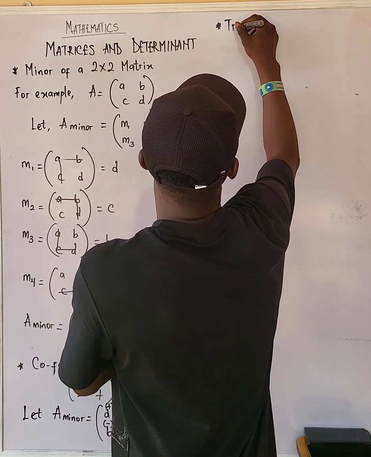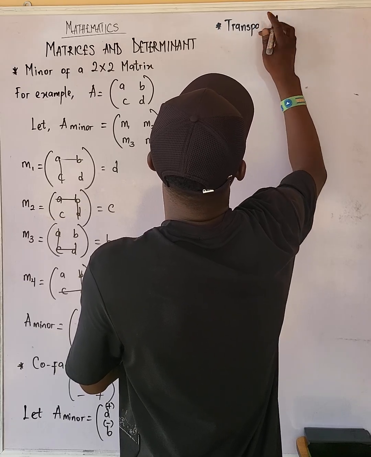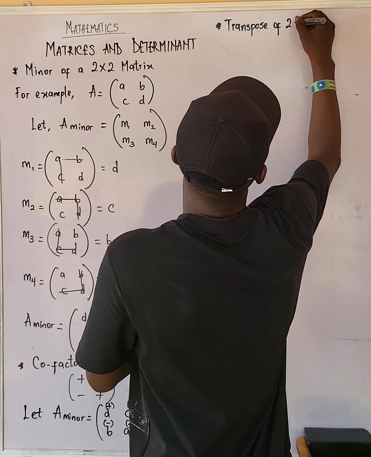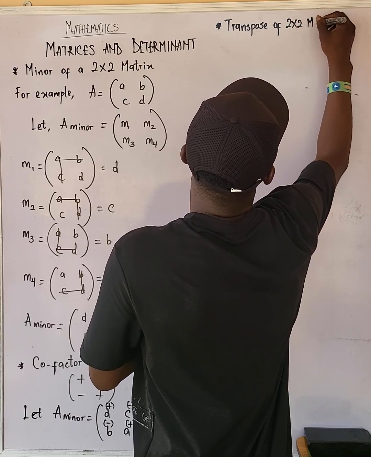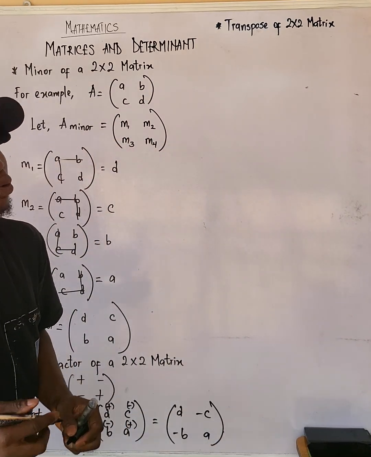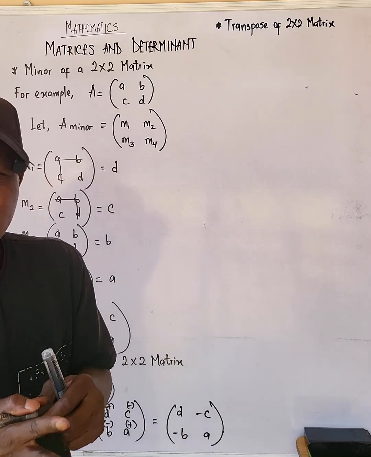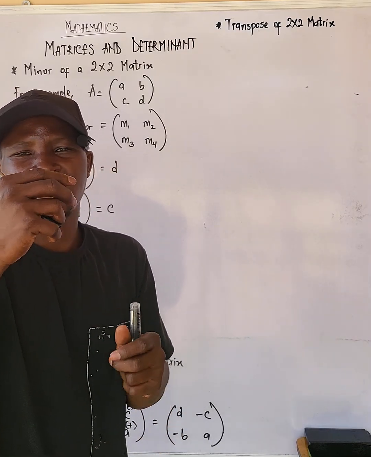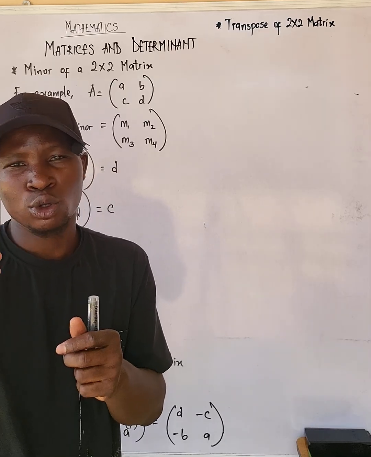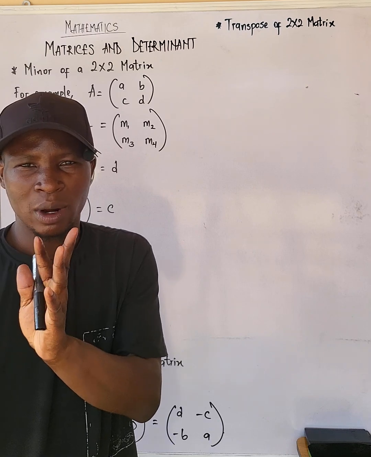Let's go for transpose of a 2 by 2 matrix. Now, how do you get the transpose of a 2 by 2 matrix? It is very, very simple. It's just by writing all the elements in the row to become column, and vice versa. Do you get what I'm trying to say?